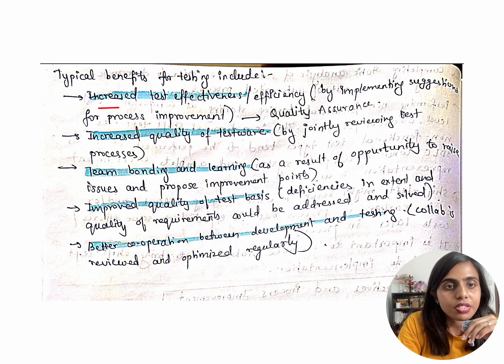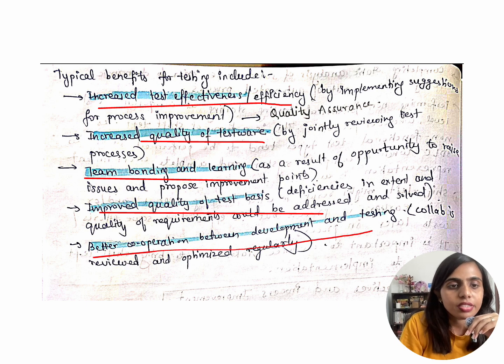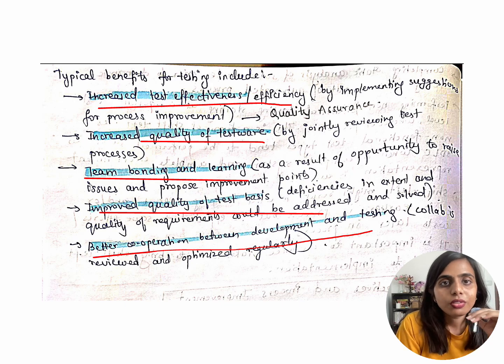Typical benefits of retrospectives: increased test effectiveness or efficiency, quality of testware, team bonding and learning, improved quality of test basis, and better cooperation between development and testing. Collaboration is reviewed and optimized regularly. So the earlier you bring testing into implementation, the more you avoid conflicts between testers and developers, because testers also have knowledge of the product now. So they will be able to find actual defects, not invalid defects based on some presumptions.